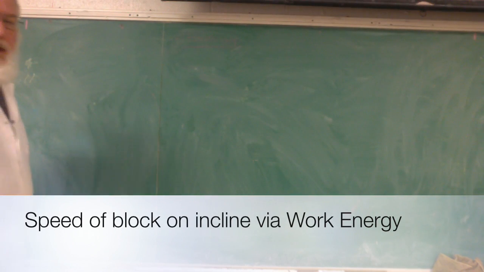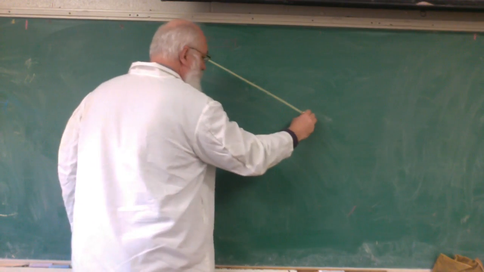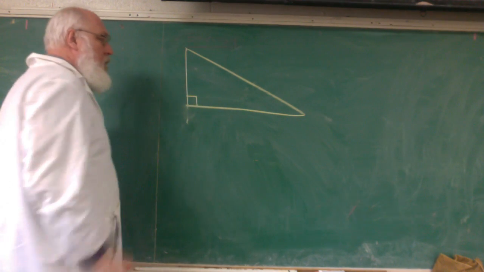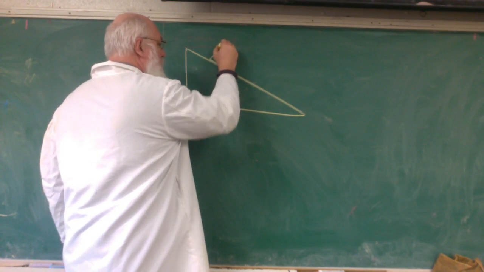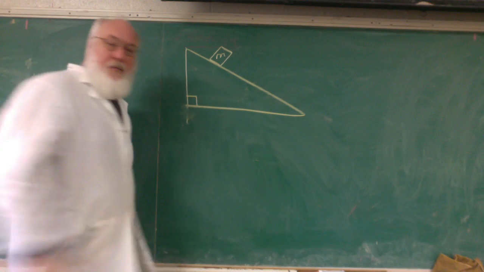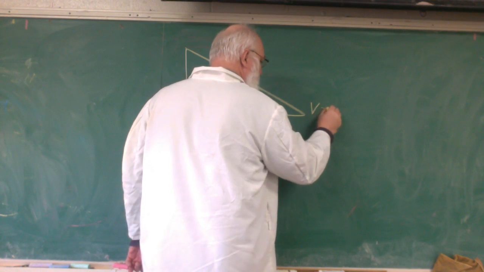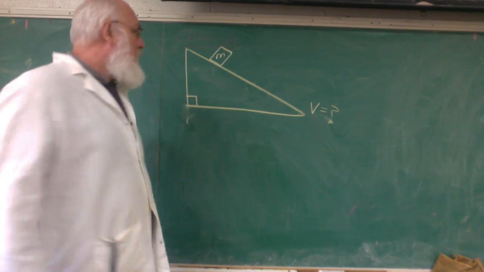Okay, what we're going to look at is a situation we've had before of an inclined plane. All right, and we have an object on the inclined plane. Let's say it's mass m. And we're interested in how fast it's going when it gets to the bottom, after it's slid a certain distance down the incline.